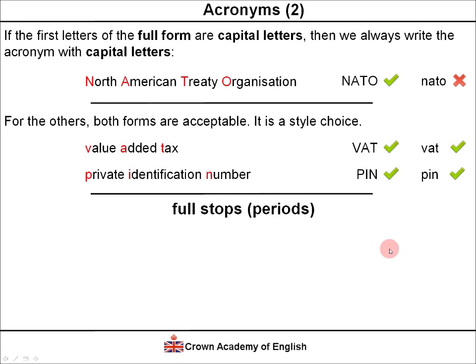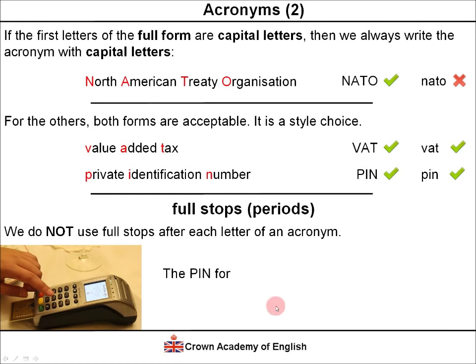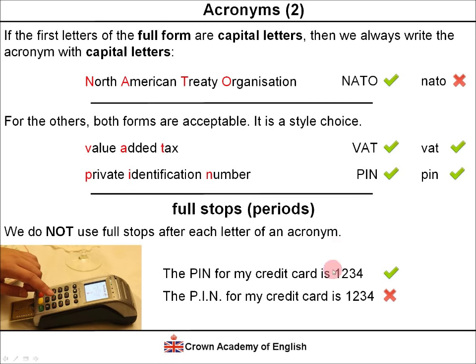Let's look at full stops and periods. So for acronyms, we do not use full stops after each letter of an acronym. So this first one is correct, but this is wrong, okay? Because an acronym, we do not write full stops. And the reason is simple, because remember, we pronounce this as a word. We treat these acronyms as if they were a whole word, and we never write full stops in the middle of a word. That is why it is wrong. Okay?